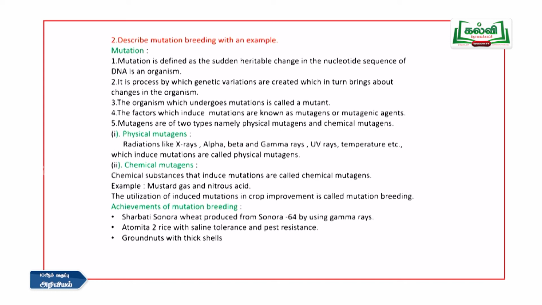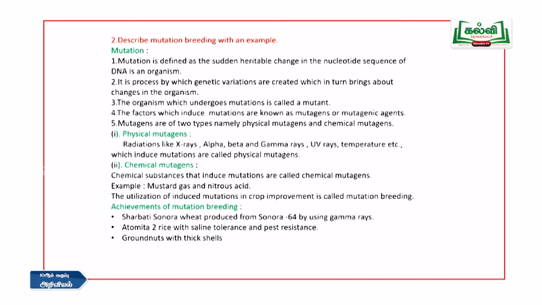Then chemical mutagens. Chemical substances that induce mutations are called chemical mutagens. Example, mustard gas and nitrous acid. The utilization of induced mutations in crop improvement is called mutation breeding. Achievements of mutation breeding. Number 1, Sharbati Sonora wheat produced from Sonora 64 by using gamma rays.